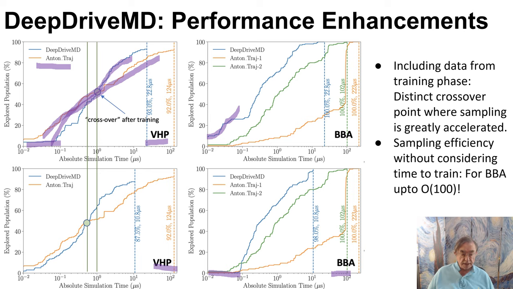But in all cases, the blue curve is more rapidly varying with time, which means it's more rapidly understanding the phase space, and because there's a non-trivial factor, to get to the same degree of validity, Anton has to run a factor of 10 to the 100 longer in time.